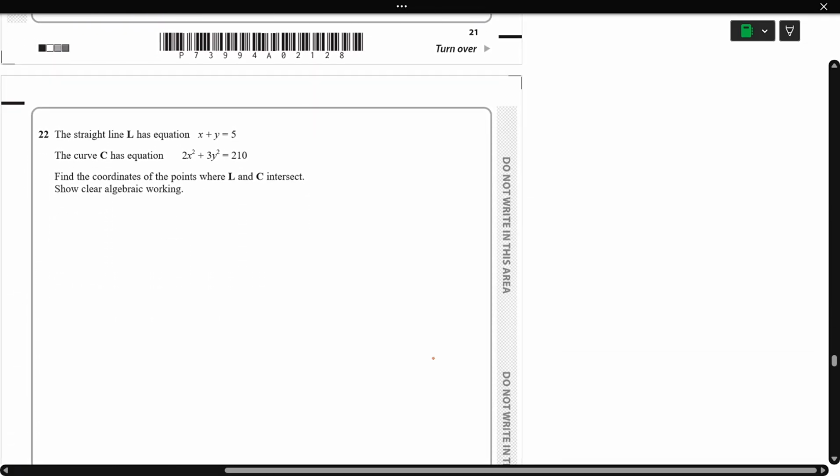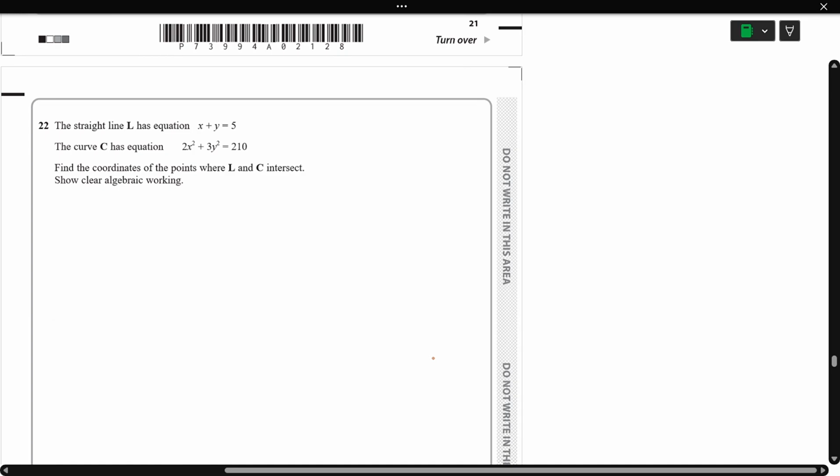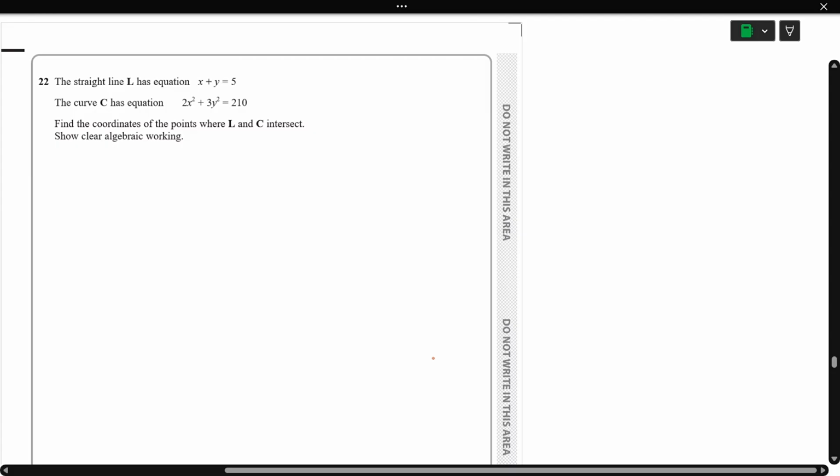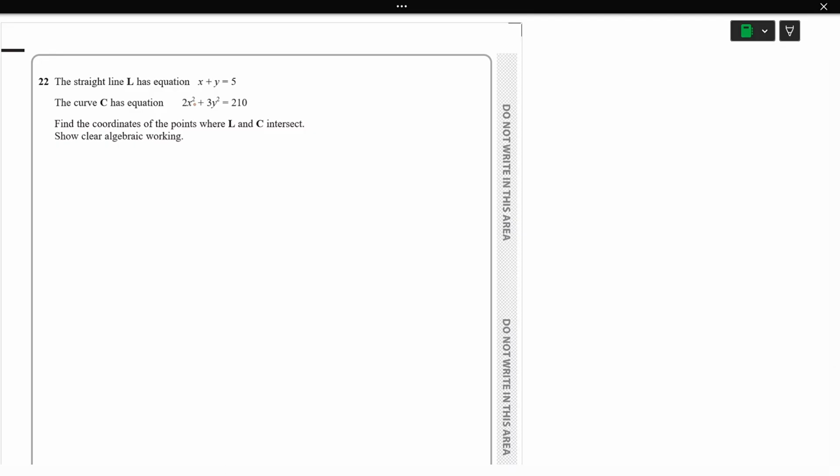Okay, the next question, question number 22. The straight line L has an equation and the curve C has an equation. Find the coordinates of the points where L and C intersect. So a curve and a straight line are given, so we need to find the intersection points. First is x plus y equal to 5. Next is 2x square plus 3y square equal to 210. From the first equation, I'll make x the subject. So x equal to 5 minus y.